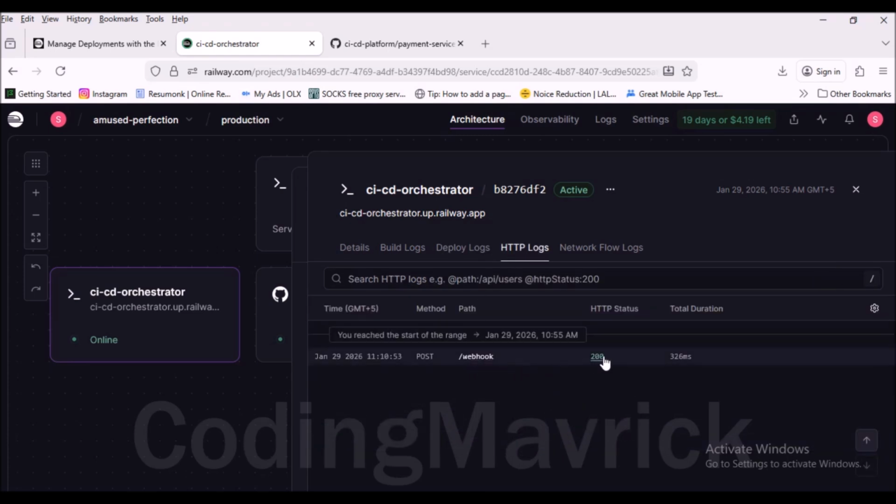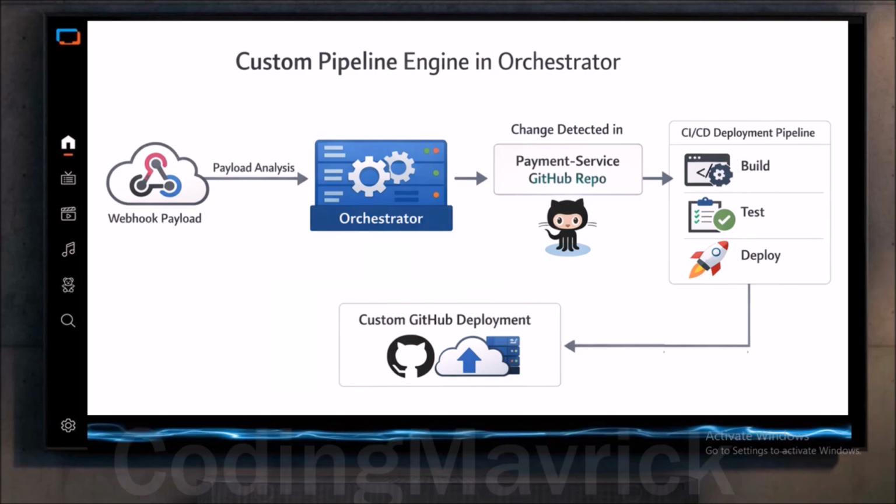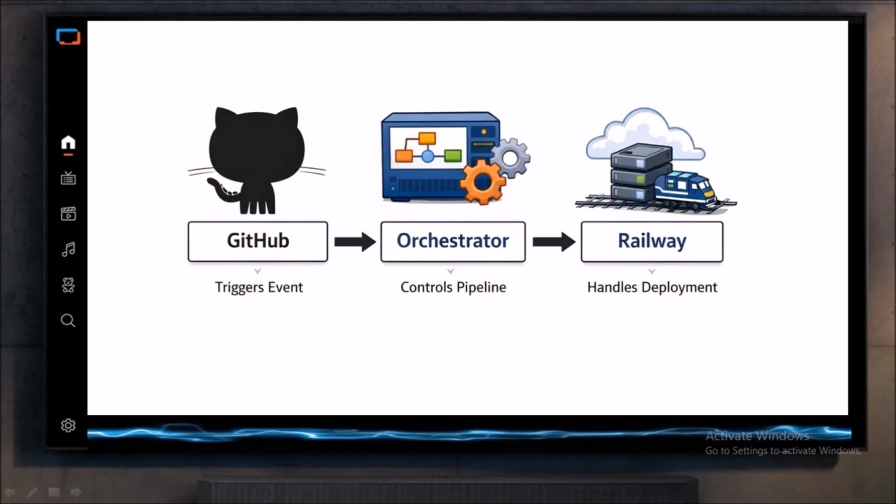Viewers, you can also see the webhook endpoint call request, which is also successful. When changes were pushed to GitHub, GitHub invoked its webhook and called the Orchestrator webhook endpoint, which started the whole CI/CD pipeline. And viewers, with that, we have successfully built and tested a complete CI/CD platform from scratch. GitHub triggers the event, the Orchestrator controls the pipeline, and Railway Cloud handles the deployment.